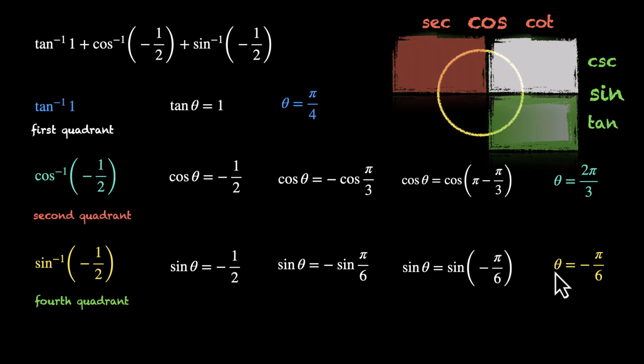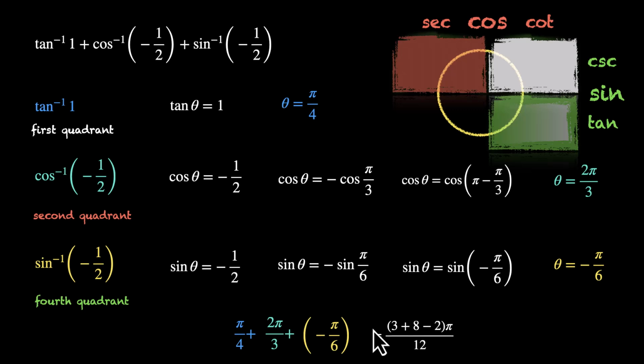So we have these three values. We have to just plug in and add. So tan inverse 1 plus cos inverse minus half plus sine inverse minus half is equal to pi by 4 plus 2 pi by 3 plus minus pi by 6. Now we can take the LCM. 4 and 3, 12. The LCM is 12. 4 times 3 is 12.